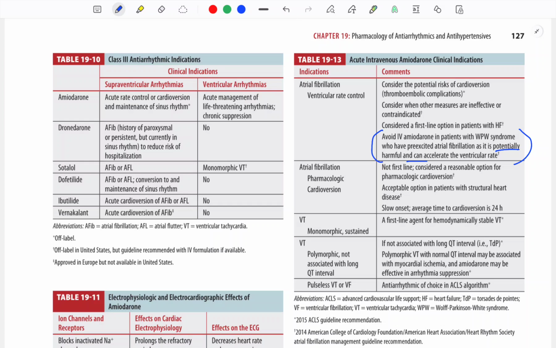Consider as a reasonable option for pharmacological cardioversion. Acceptable in patients with structural heart disease. It is a slow onset and average time to conversion is 24 hours. In VT, if there is a sustained monomorphic VT, it is a first line agent for hemodynamically stable VT.